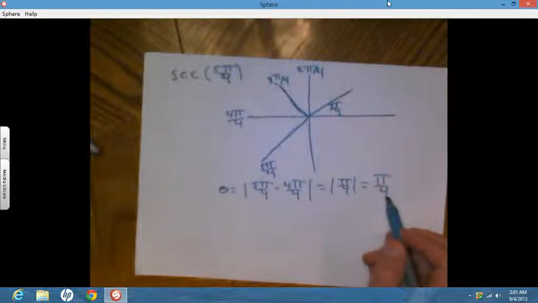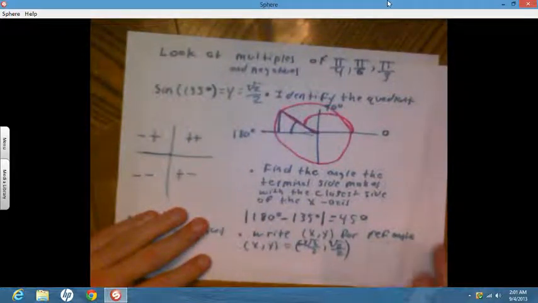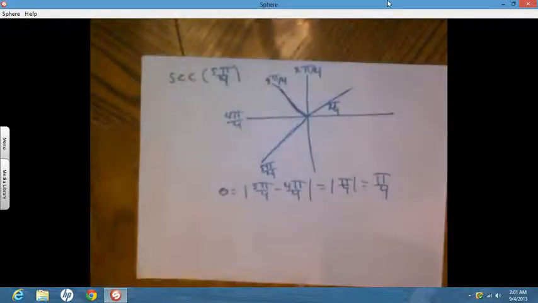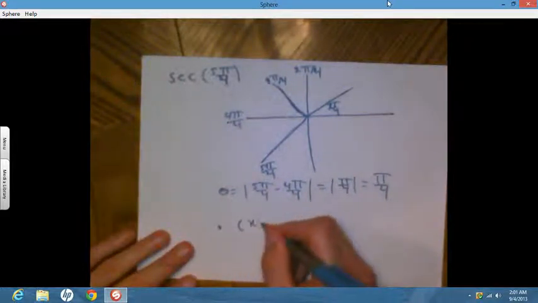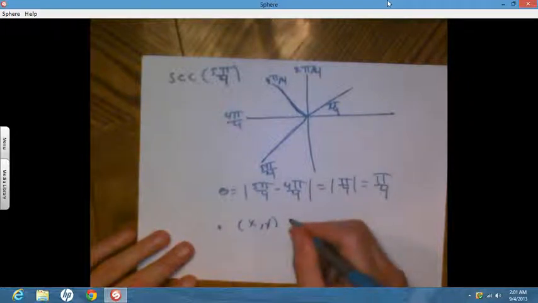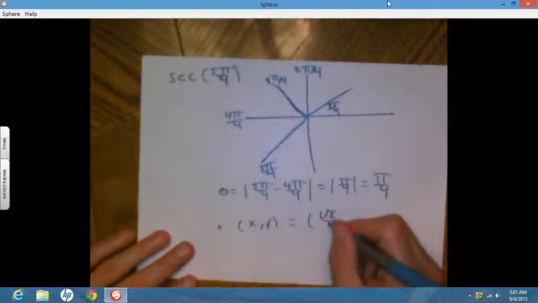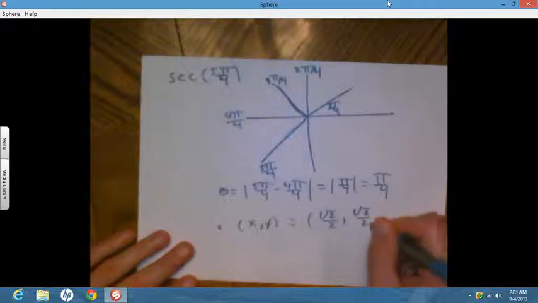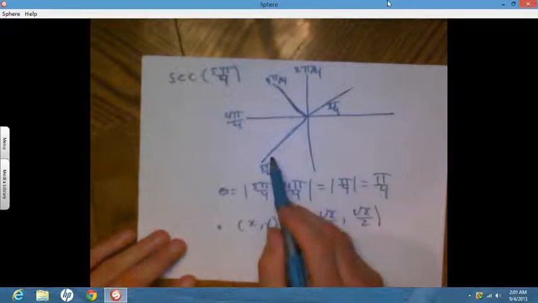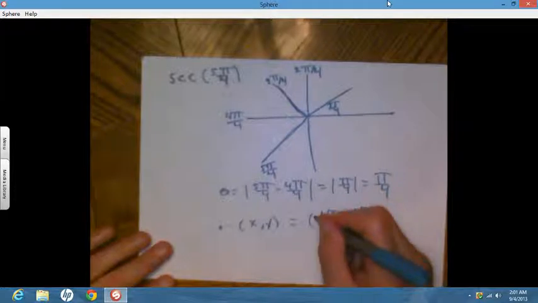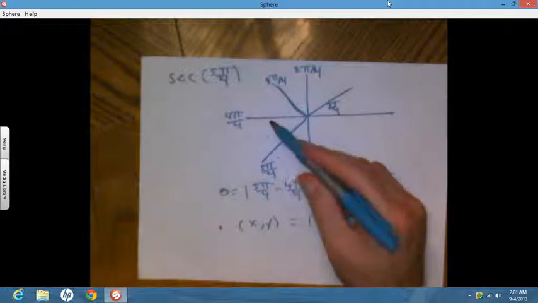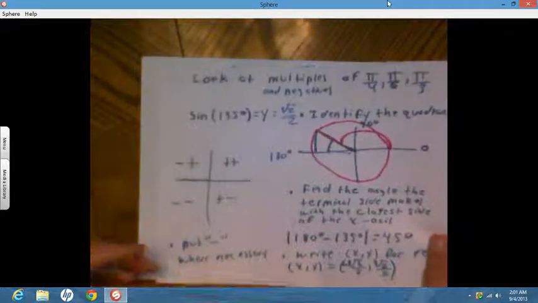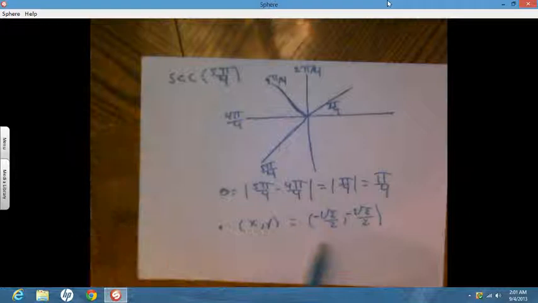Now, my third step was I write down x and y for my reference angle. Well, since I'm at pi over 4, my x comma y is equal to the square root of 2 over 2 and the square root of 2 over 2, for both x and y. Now, in the third quadrant, they're both negative, because I'm down and to the left. Or if you look over here, just as a reference, they're both negative. So I make both x and y negative.